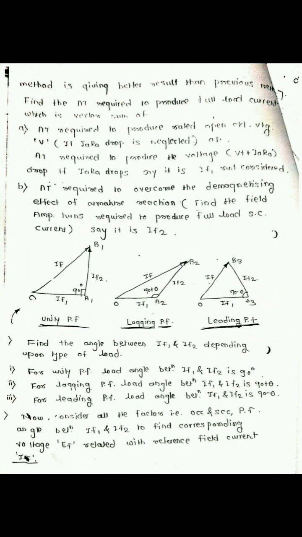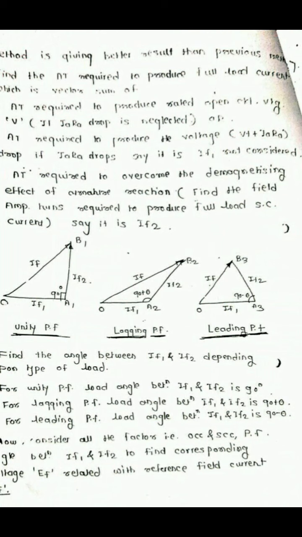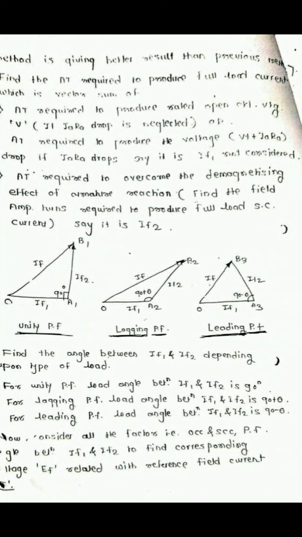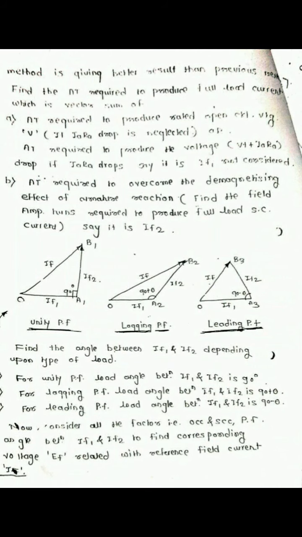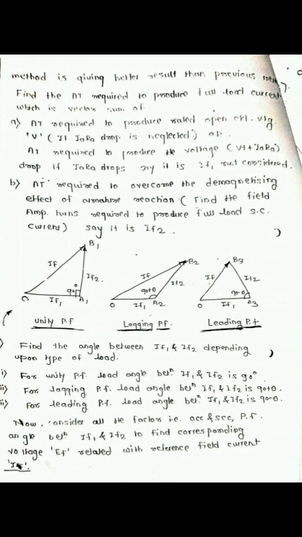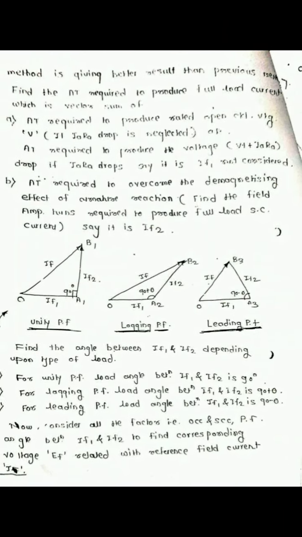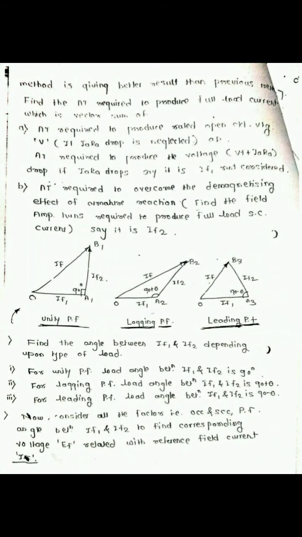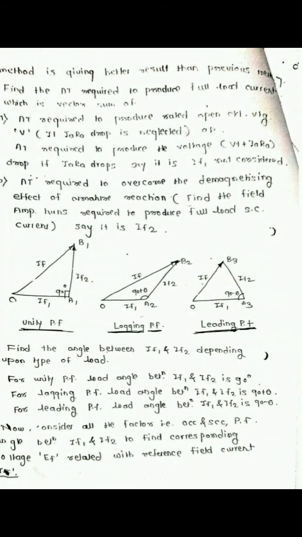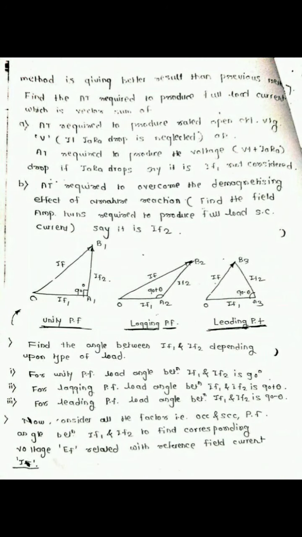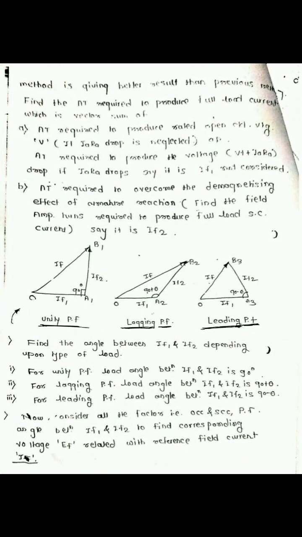IF1 is the ampere turns required to produce the rated open circuit voltage V if the IaRa drop is neglected, or the ampere turns required to produce voltage V plus the IaRa drop, if the IaRa drop is considered. That is how to calculate the value of IF1. The second is the ampere turns required to overcome the demagnetizing effect of armature reaction, that is, the field ampere turns required to produce full load short circuit current, say IF2. So these are the two methods for calculating the values of IF1 and IF2.